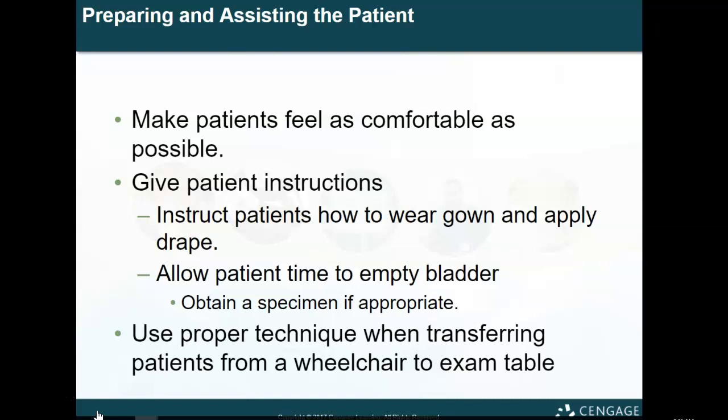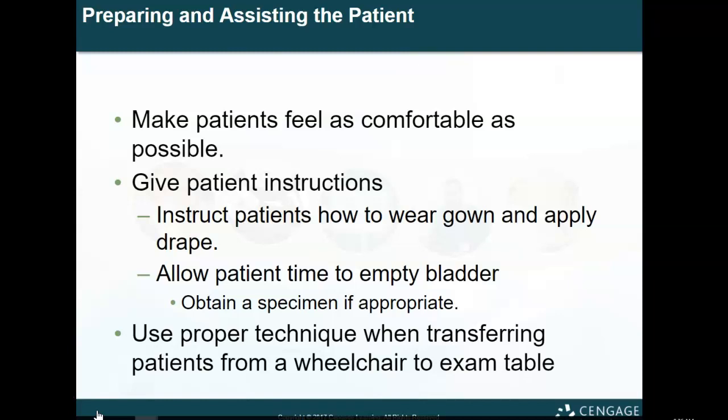Okay, so preparing and assisting the patient. We need to make sure that our patients are comfortable. Why is that important? Because if they're not, like you said, they tense up. Yeah, and maybe you won't be able to perform the procedure that you need to perform, right? So you're going to give patients instructions. You're going to instruct them on how to wear a gown and apply a drape, okay? When we get into the back of the room this morning, I'll teach you how to position and how to drape.